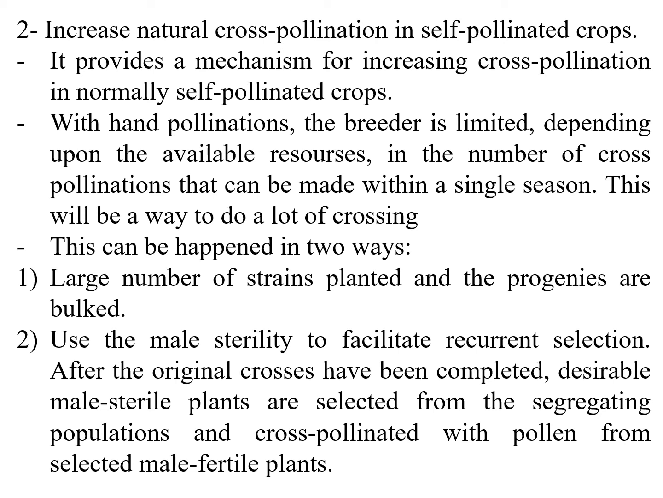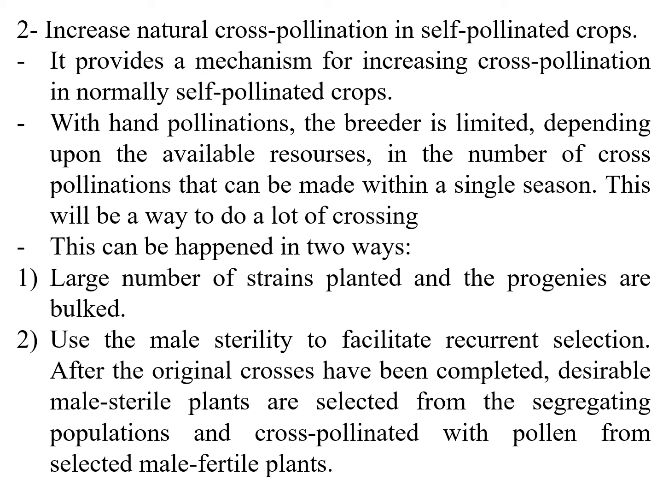And this has happened in two ways. First of all, we can produce a large number of strains. Some of them are male sterile, some of them are male fertile, and we let them cross with each other, and at the end we can harvest all the seeds and bulk them and plant them next time. Or we can use the male sterility to facilitate recurrent selection, and when we reach recurrent selection, I will explain for you what recurrent selection is, which means that we are doing selection each time.